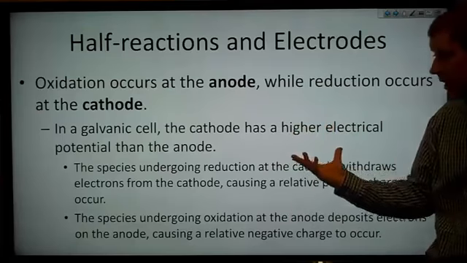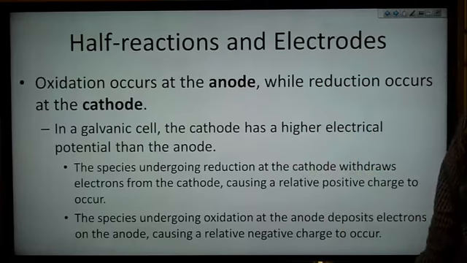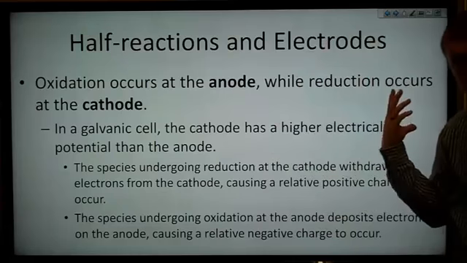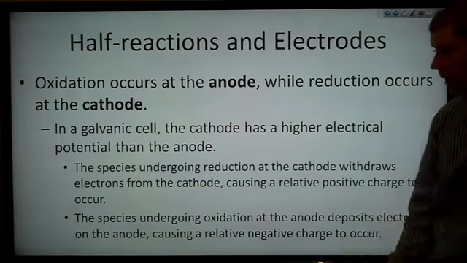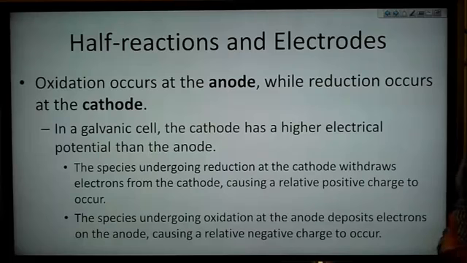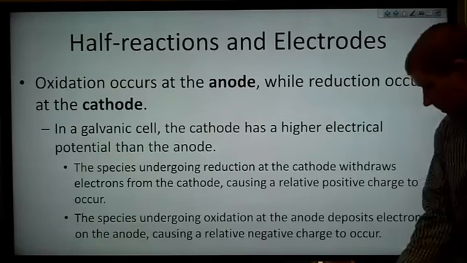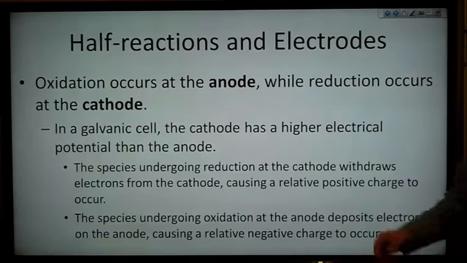And in a galvanic cell, the cathode has a higher electrical potential than the anode does. Right? The cathode is more positively charged than the anode, which is more negatively charged in comparison to the cathode. So the species undergoing reduction at the cathode withdraws electrons from the cathode, causing a relative positive charge on the cathode. And the species undergoing oxidation at the anode deposits electrons on the anode, causing the anode to become negatively charged.